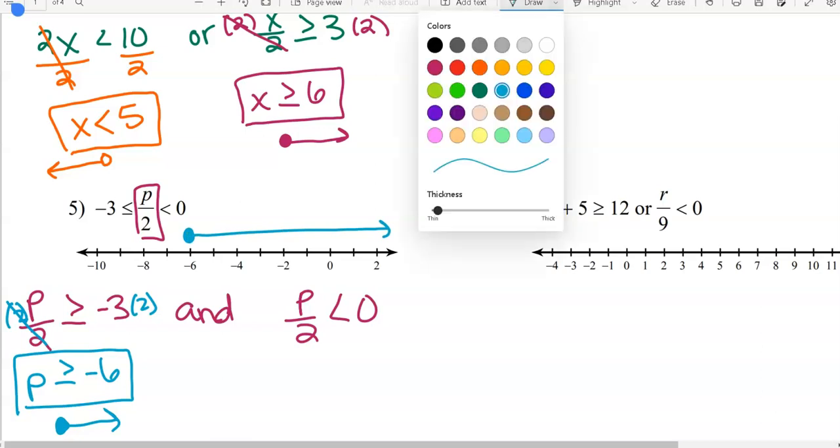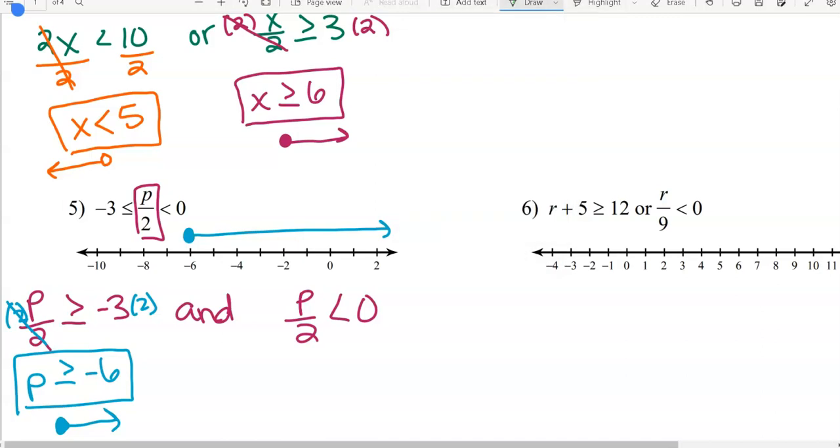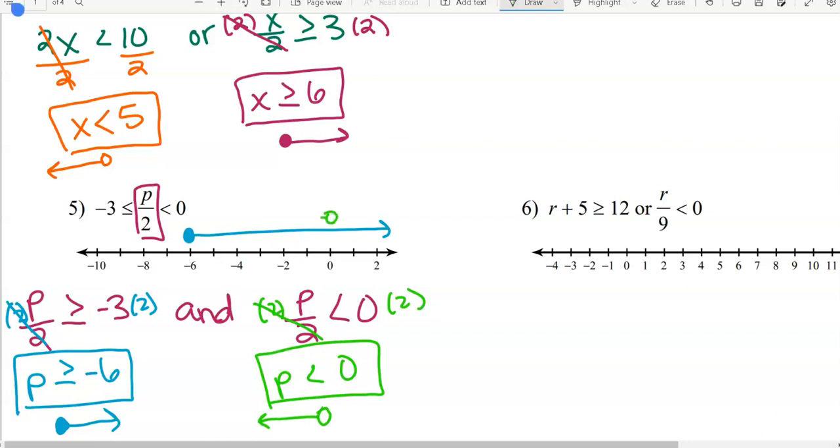And then my other one. What's nice about these also is your first step's going to be the same because you're using that same middle piece. So P divided by 2 again. How do I get rid of the 2? Multiply. P is less than 0. Open or closed? Open. Open, and it's going to go down. So look at that. Here's open, and it's going down.